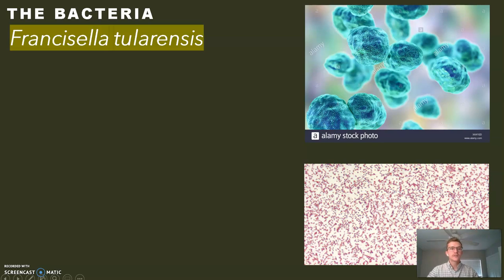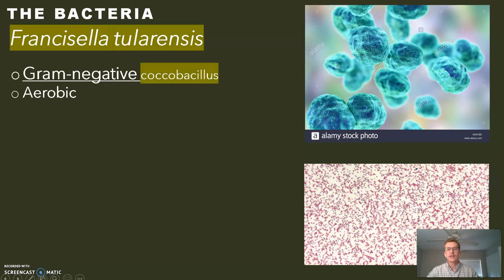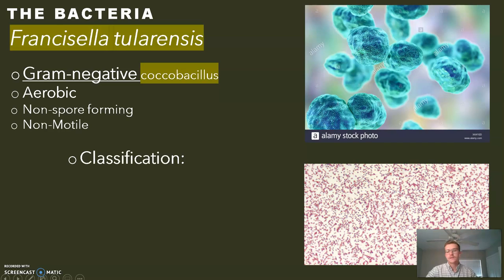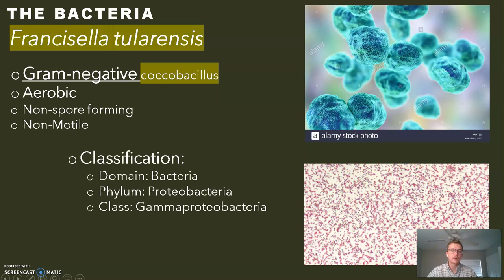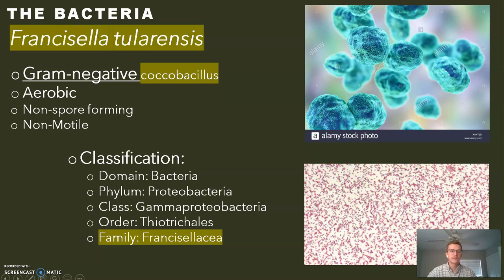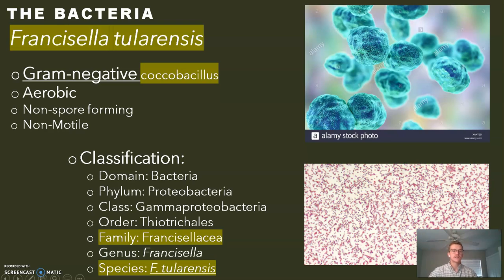So first things first, the bacteria itself, Francisella tularensis. This is a gram-negative coccobacillus. It's aerobic. It doesn't form spores. It's non-motile. And so the taxonomic classification: domain Bacteria, phylum Proteobacteria, class Gammaproteobacteria, order Thiotrichales, family Francisellaceae, genus Francisella, and then specifically the species F.